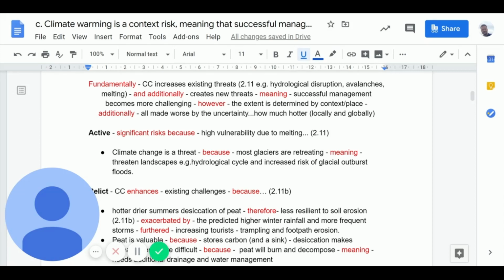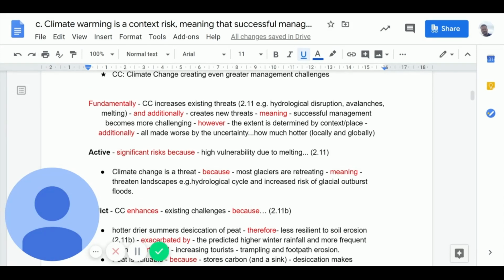And we've also clearly got the global warming direct links here. So meltwater, river discharge, climate change is going to change all of those. So if we go back to this, it's going to increase existing threats. It's also going to create new threats, meaning successful management is going to become more challenging. This is nearly an introduction of how to get into this.